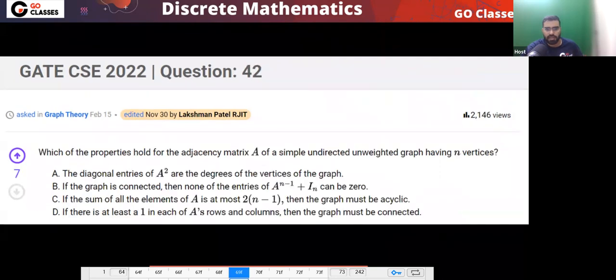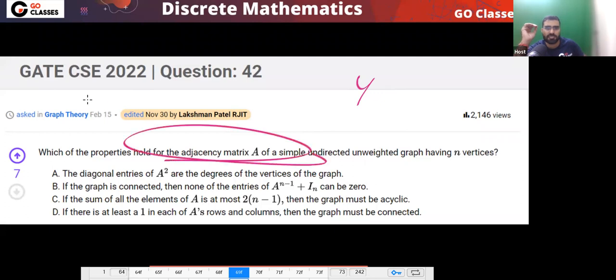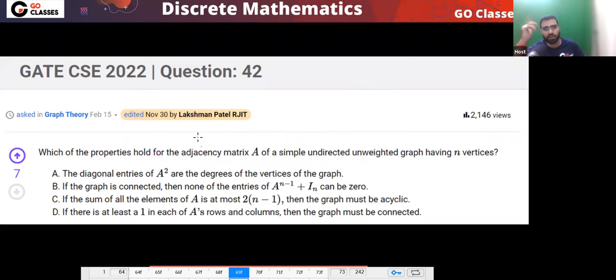Okay, let's see the next question. See, this is also in 2022. In the same paper, they should not do this, of course, right? In the same paper, you are giving multiple questions, four marks only based on adjacency matrix. Let me tell you, these two questions are based on adjacency matrix power.